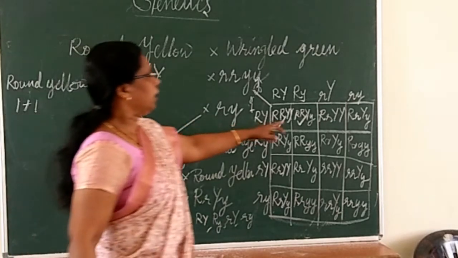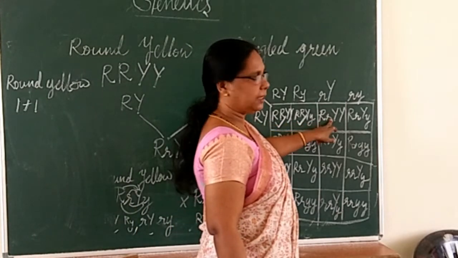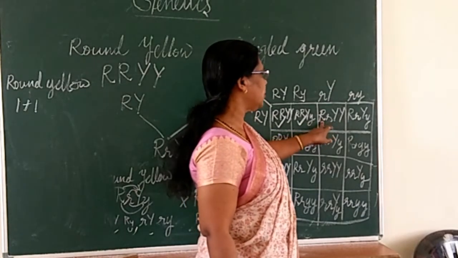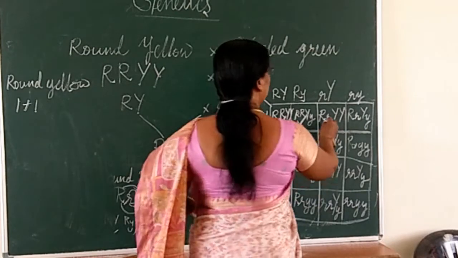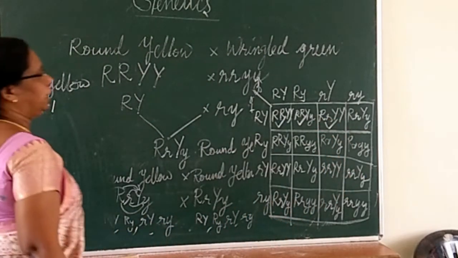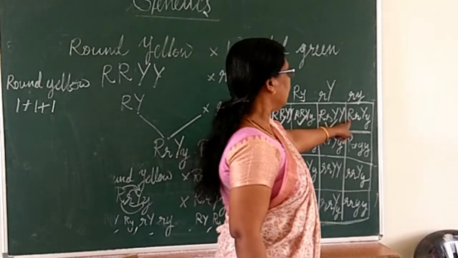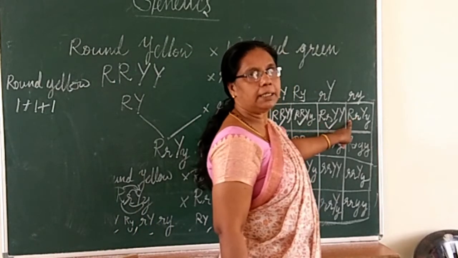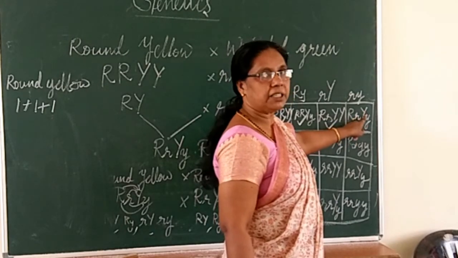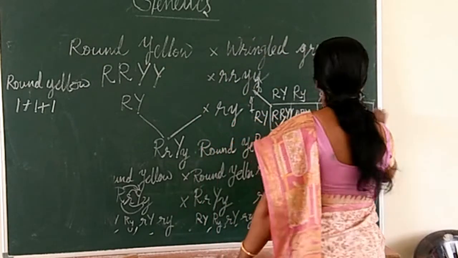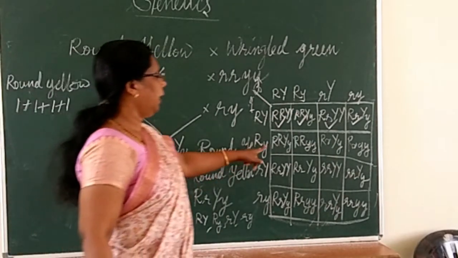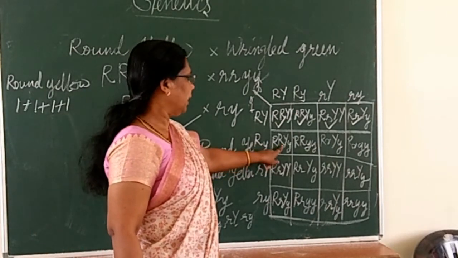Okay. Coming to the third one, though small r is present, capital R will dominate this gene, and so this is also a round yellow. Plus 1. What about this one? Both are present, but capital R is present, so it is round. Here also capital Y is present, so it is yellow. So plus 1.